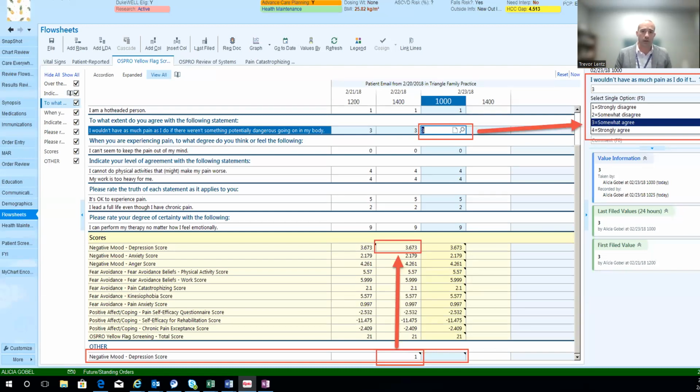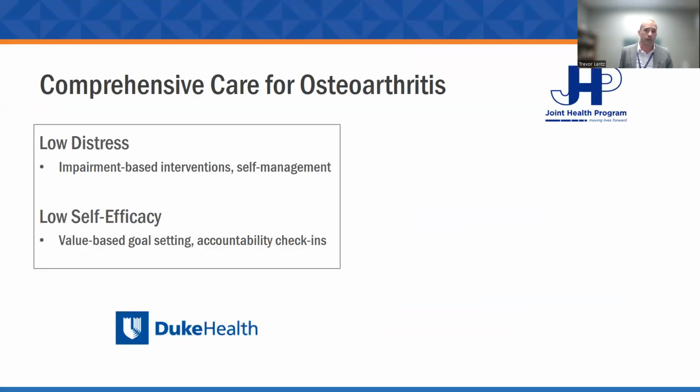We have incorporated OSPRO into Epic, and this is something that can be pushed out to patients. The POPs working in the joint health program have access to this information, and they can use it to identify which phenotypes patients are likely to fall into based on their OSPRO scores. And what we've designed, and I'll give all the credit to the physical therapists I'm working with in the joint health program, are a couple of different treatment pathways that are mental health focused and aligned with these different phenotypes.